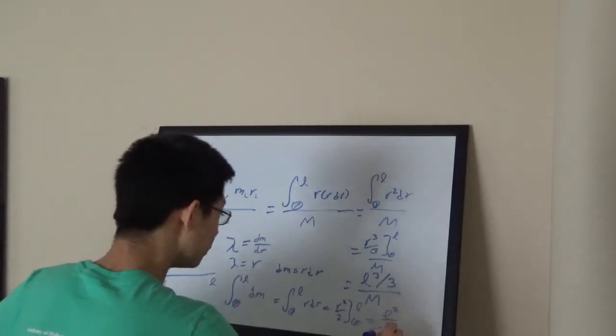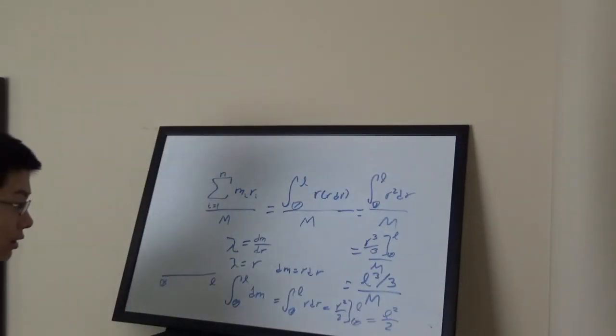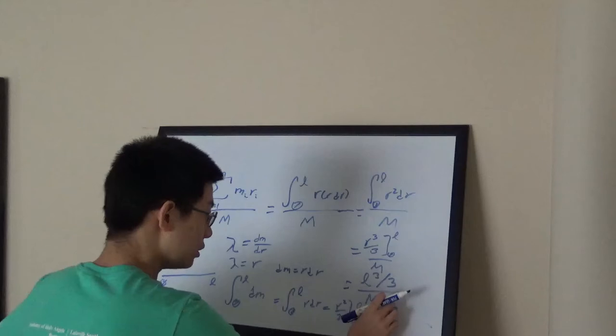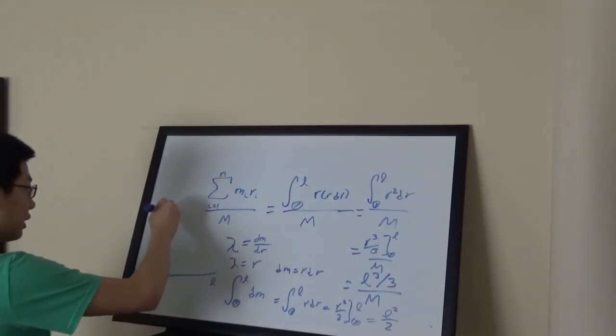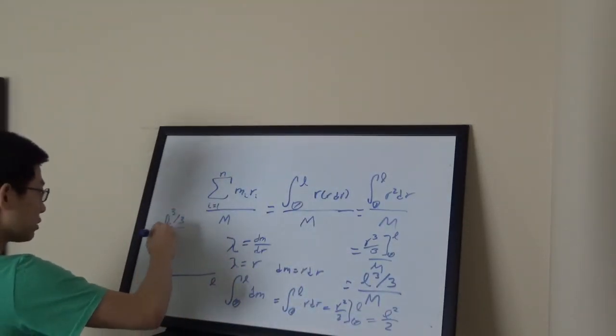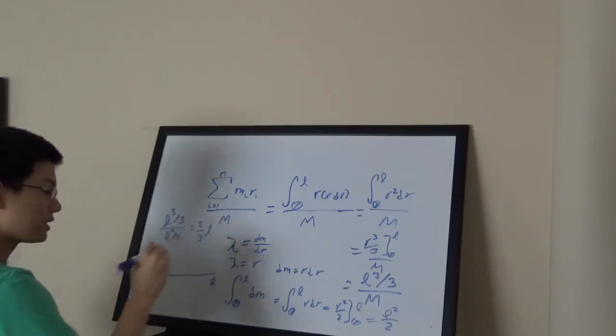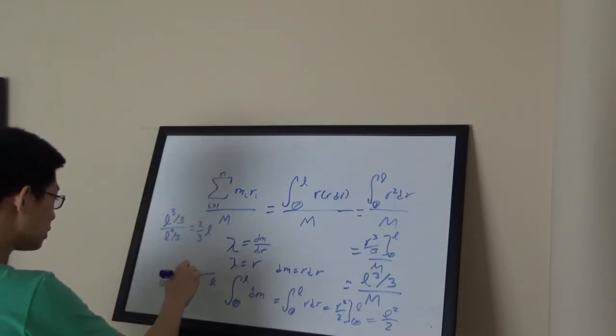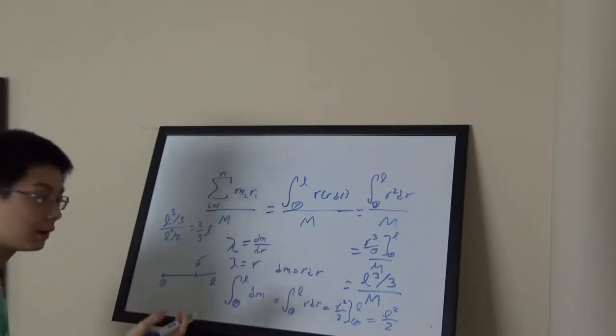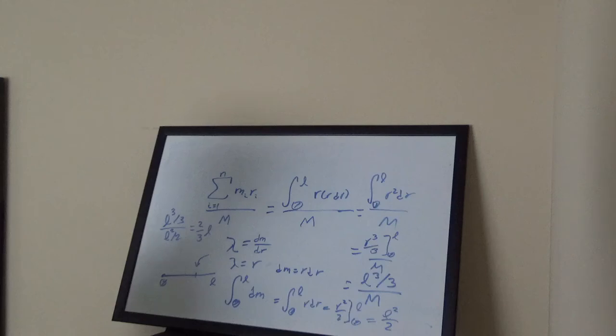squared over 2. Okay, so now we plug in L squared over 2 here, and what do we get? I'll write it over here. We've got L cubed over 3 on the top, L squared over 2 here, and we end up with 2/3 L. The center of mass is going to be 2/3 of the way from the left side. So our center of mass is right here, 2/3 of the way from the left side.